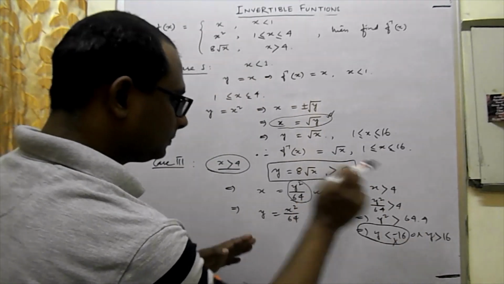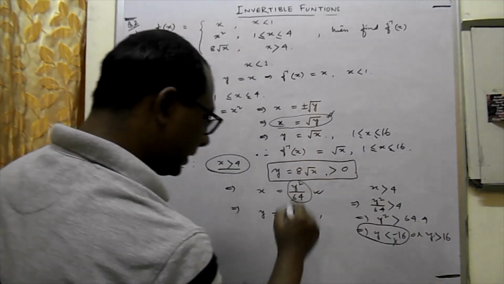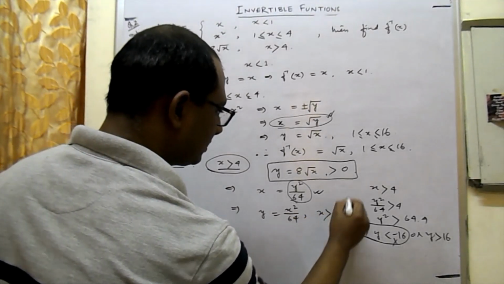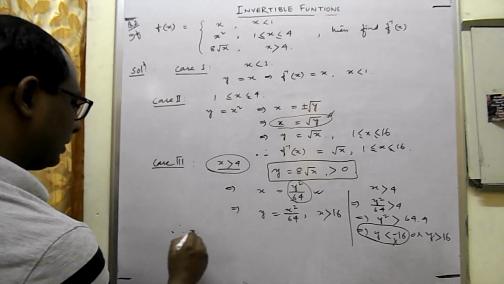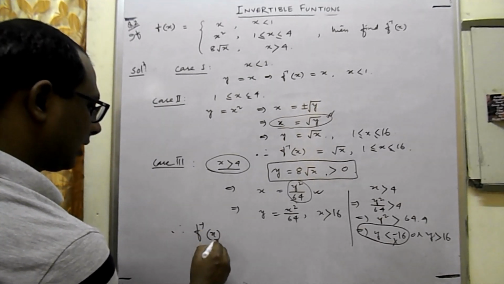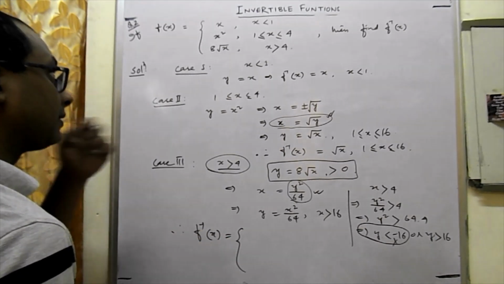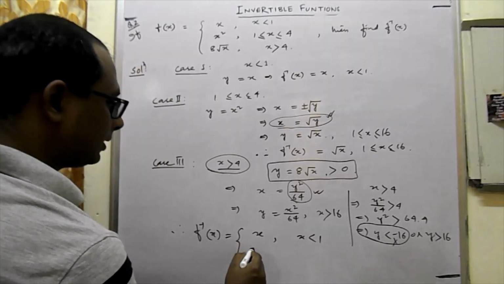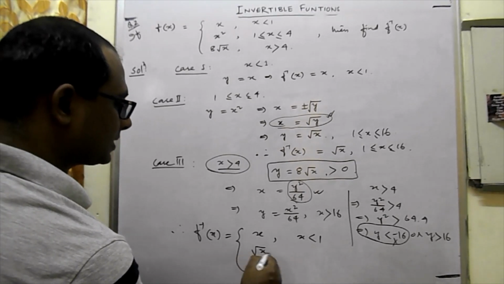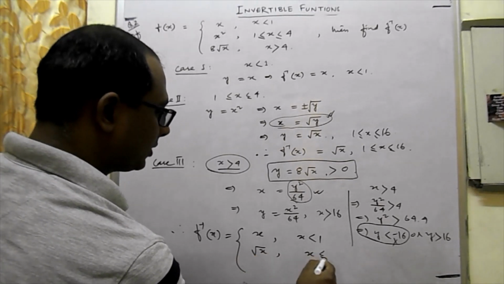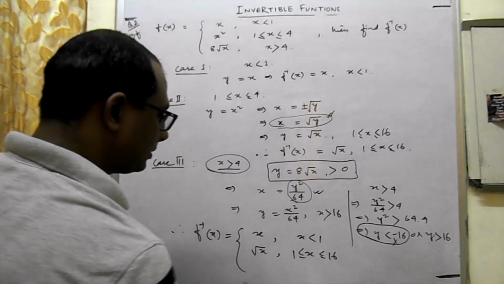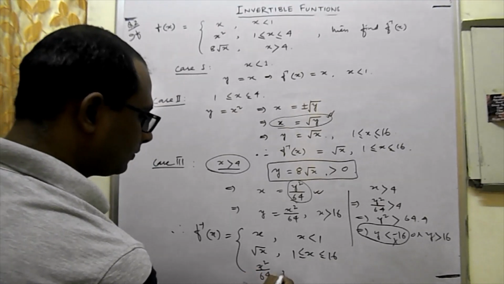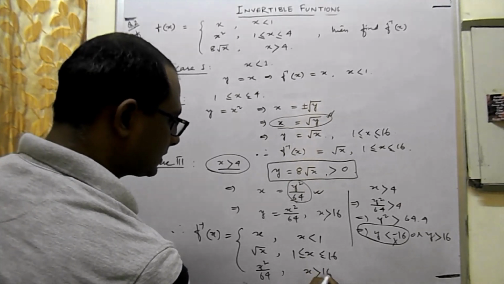We have swapped, so y greater than 16 will become x greater than 16. So x greater than 16. So ultimately f inverse of x will club all these 3 cases: from the first case x when x is less than 1, then we'll get root x from the second case when x is lying between 1 and 16, and in the third case we'll be getting x squared by 64 when x will be greater than 16. So this is the answer.